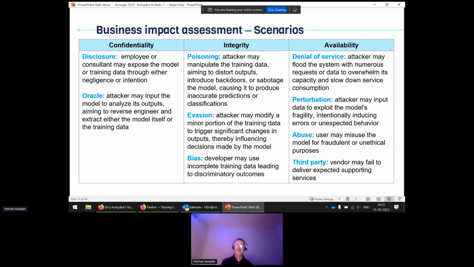Bias is also another threat. It's like the developer is using incomplete data for the training. The training is not representing the population that is expected to use the model. And finally, some discrimination output will occur. And in terms of availability, we usually have the same type of scenarios like denial of service, perturbation, abuse of third parties.